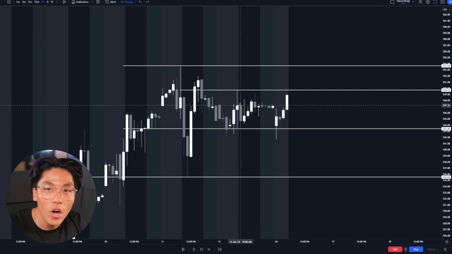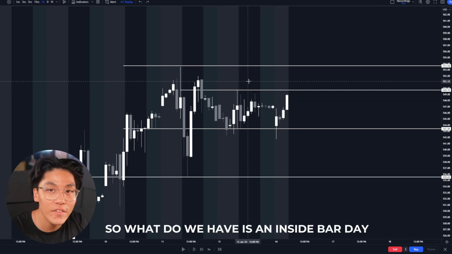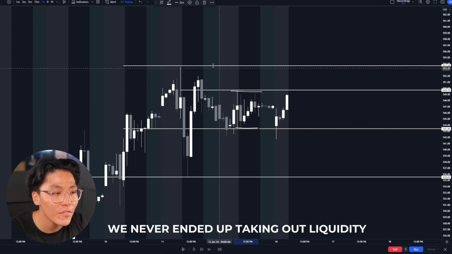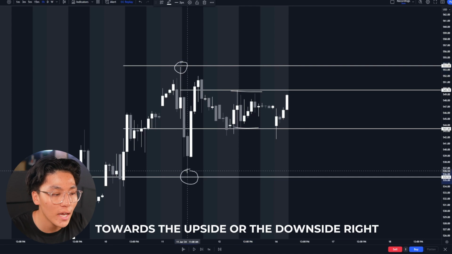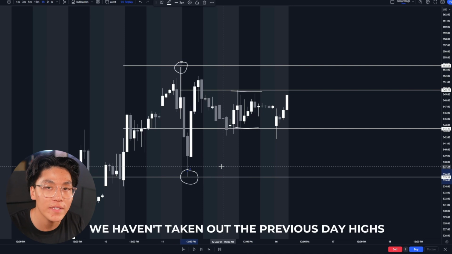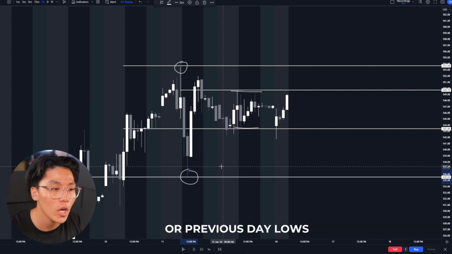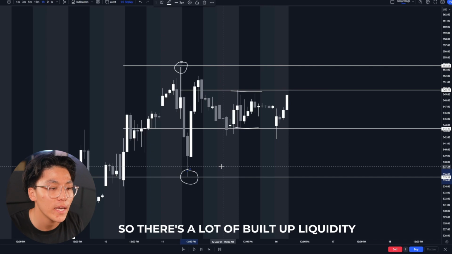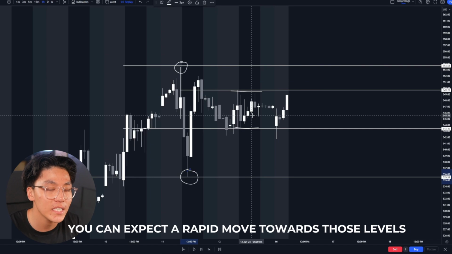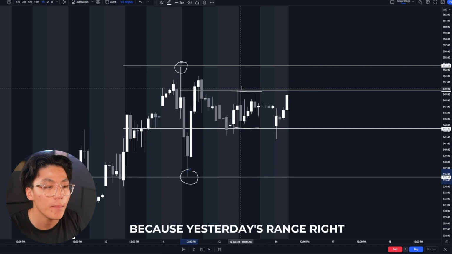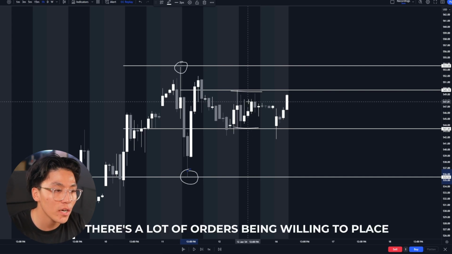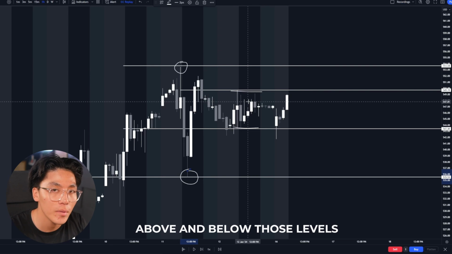So what do we have on the 1 hour chart, right? What we have is an inside bar day. As you can see on this day, yesterday's range, we never ended up taking out liquidity towards the upside or the downside, right? So this is built up liquidity. An inside bar means we haven't taken out the previous day highs or previous day lows. So there's a lot of built up liquidity. This means we're looking to expand either towards the upside or the downside. You can expect a rapid move towards those levels because we're stuck in yesterday's range where there's no liquidity, right? There's a lot of orders willing to be placed above and below those levels.